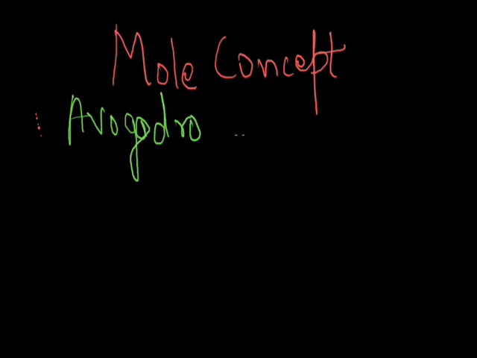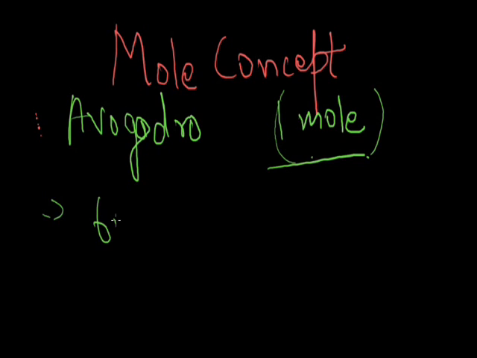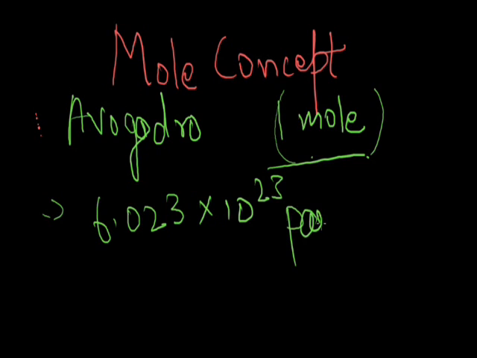So in chemical reactions, if you have to represent some quantity, then we have to have a uniform unit which can be used everywhere, and that we call a mole. And this mole quantity is a constant quantity which was given by Avogadro as 6.023 into 10 to the power 23 particles. It was a fixed term which was given by Avogadro.